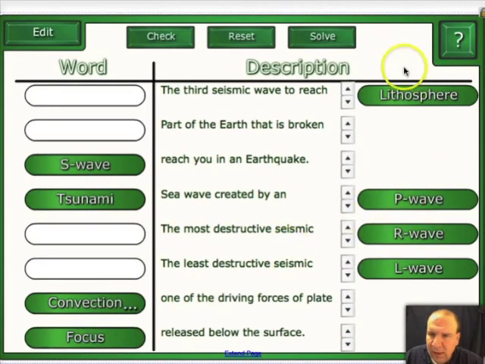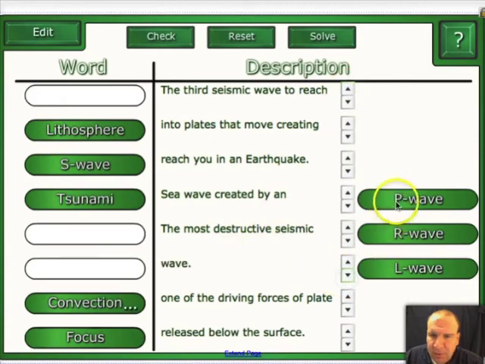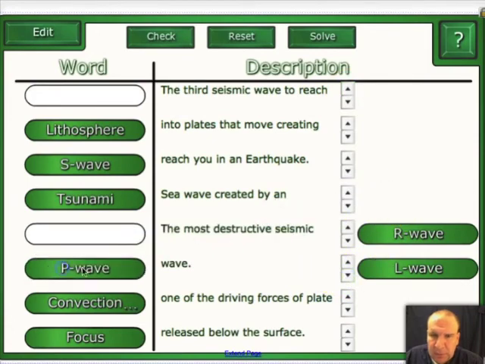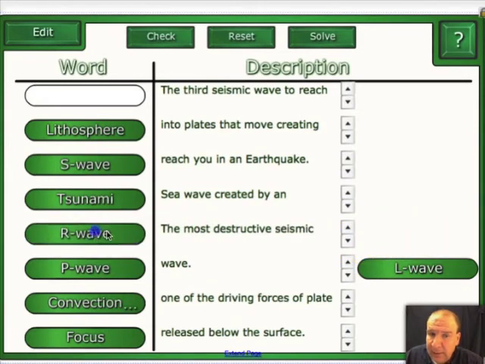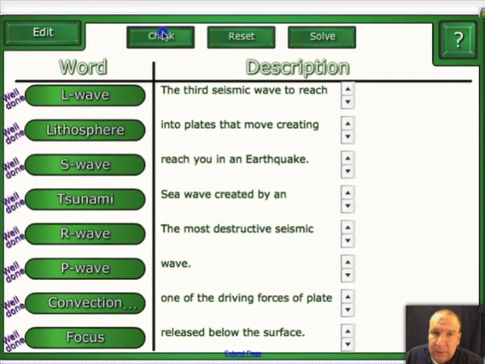So I'm just focusing on the words I know. Okay, the part of the Earth that is broken into plates. Ooh, the lithospheric plates. The third seismic wave to reach you in an earthquake. The least destructive seismic wave is the P wave. Okay, so now we have the Love wave and a Rayleigh wave, the R wave and the L wave. So the most destructive earthquake wave, I'm going to put that one right here. And I'm going to put the L wave right here. And let's see how we did.